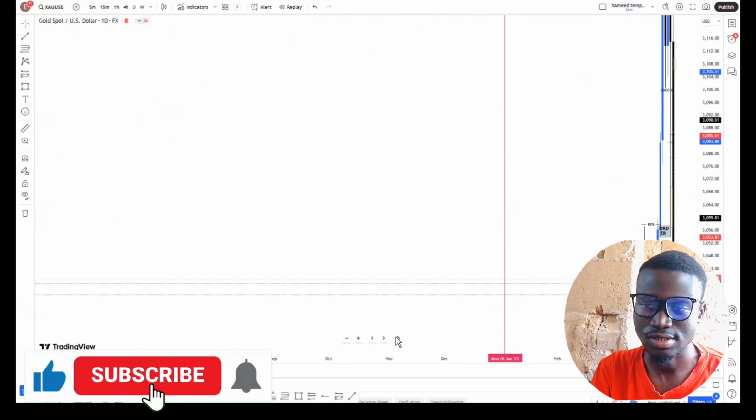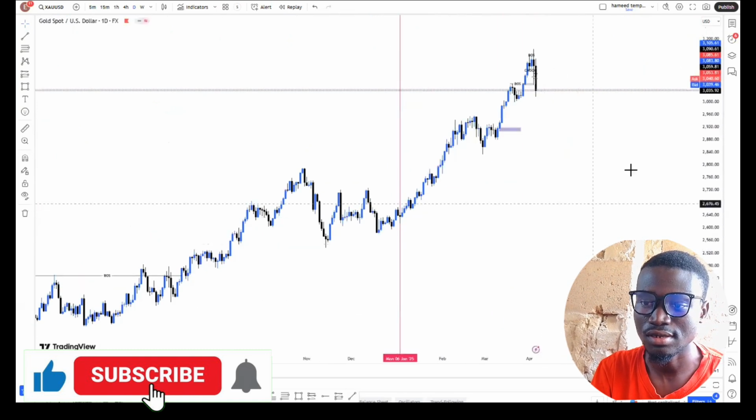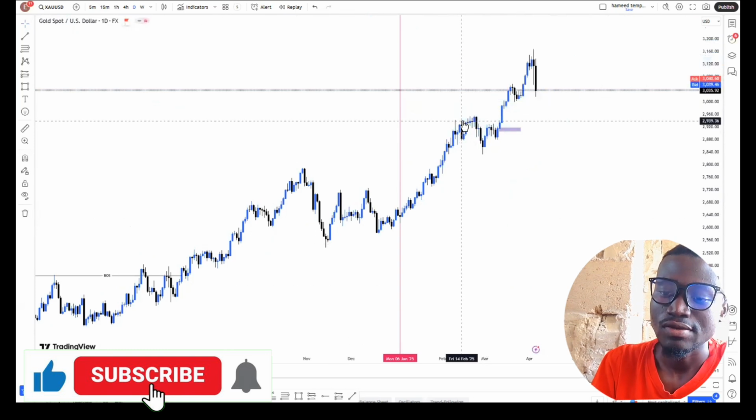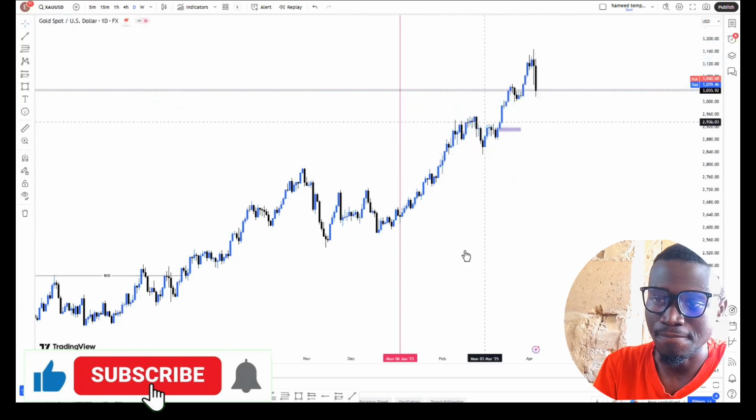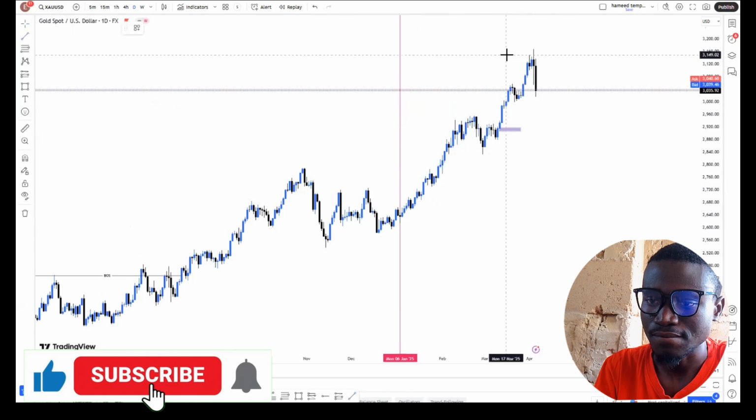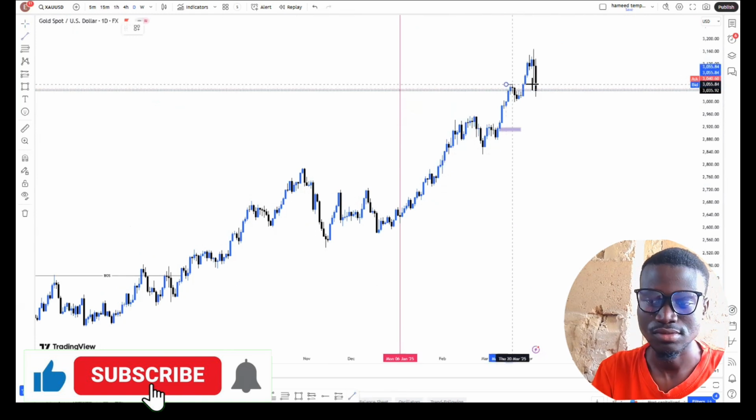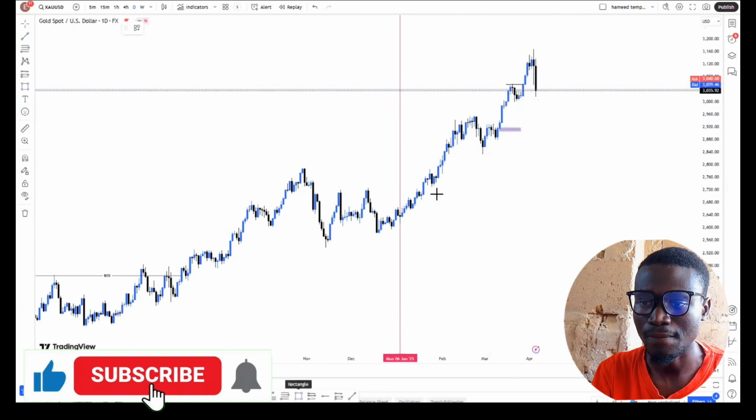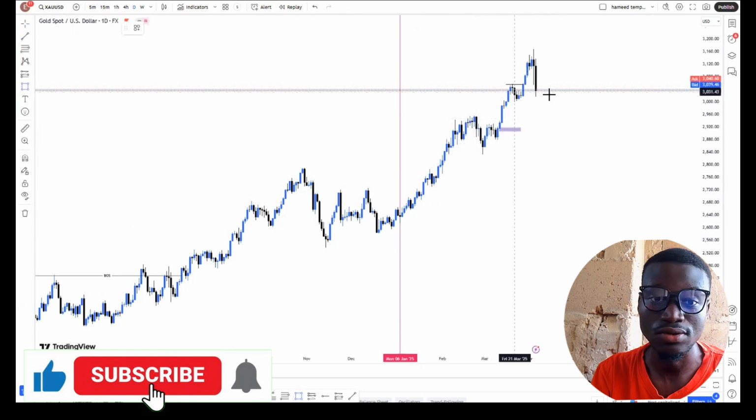So let's clear all this so that we can have a clean chart. Now we have this last break of structure here. We have this last break of structure here. And this is the origin for the break of structure here. So market is on it.